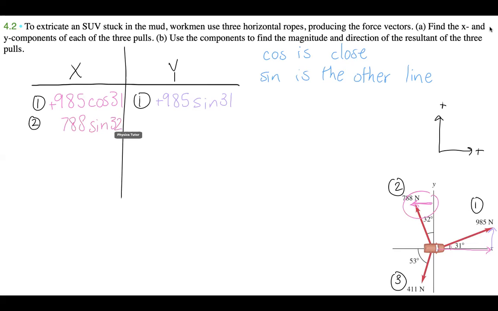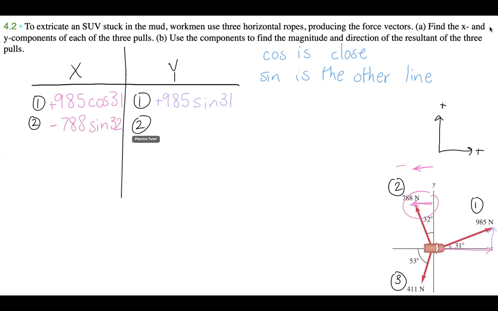And it's not positive, right? This direction would be positive x, but the direction that it's going, this is negative. So this is going to be minus 788 sine 32. Okay. Now for the y.